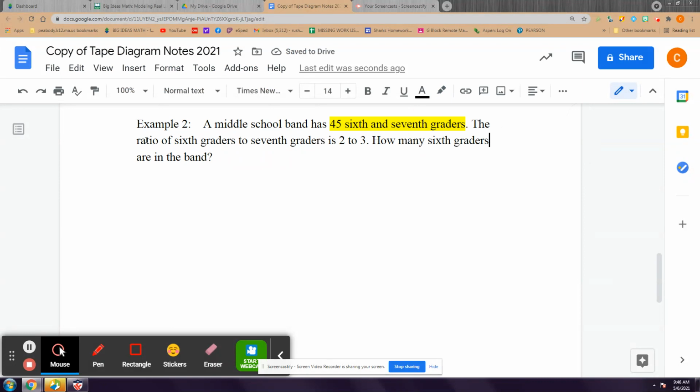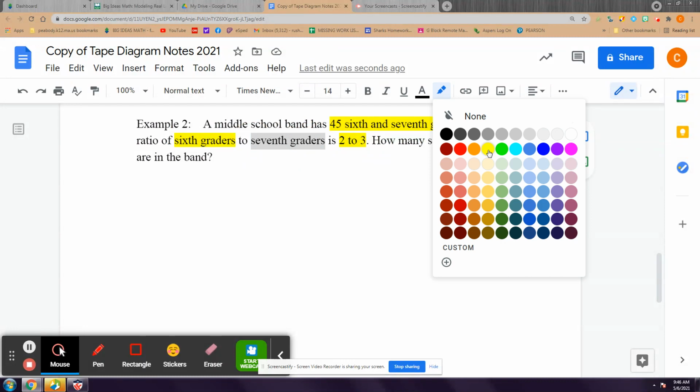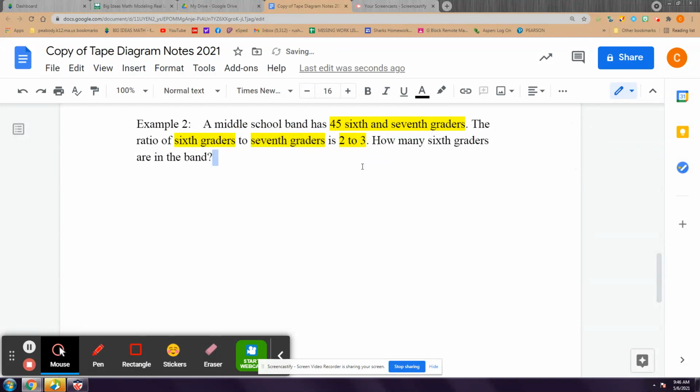Here's our ratio, guys. The ratio of 6th graders to 7th graders is 2 to 3. There's our ratio that we need to start, 2 to 3. Remember, look at the order that it's given. The first number, 2, represents 6th graders, okay? And the second number represents 7th graders. They want to know how many 6th graders are in the band.